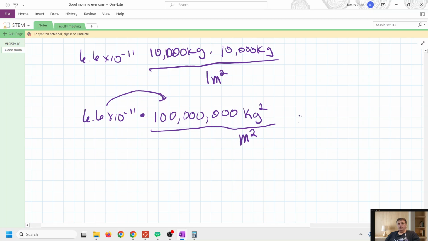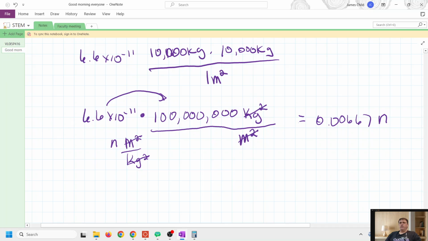That is equal to 0.00667. What are our units? Well, the units for the universal constant are newtons meters squared per kilograms squared. So our kilograms squared cancel, and our meters squared cancel, and we just end up with newtons. And that's good because we are looking for a force, and newtons is a force. Okay, so that's our force.